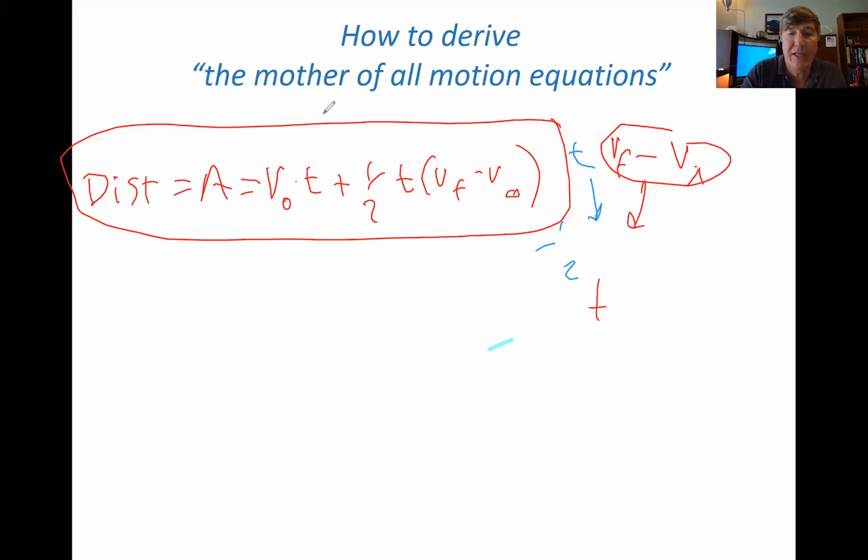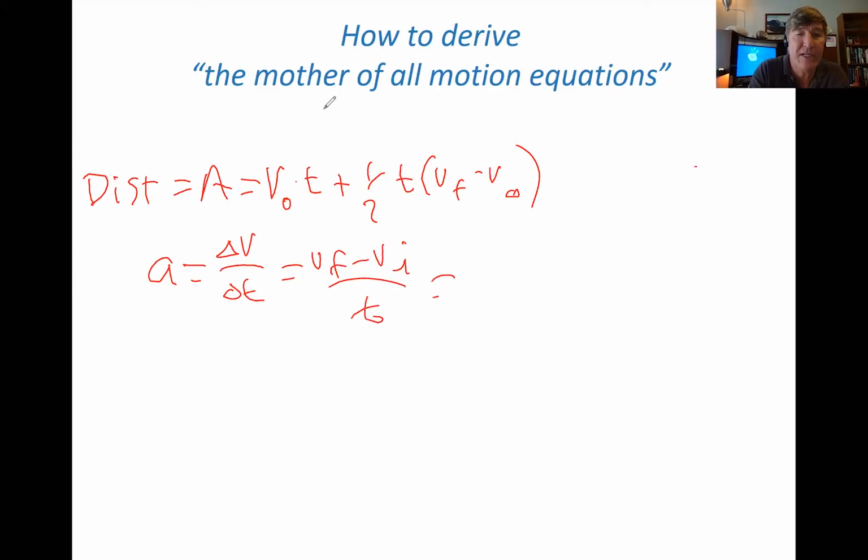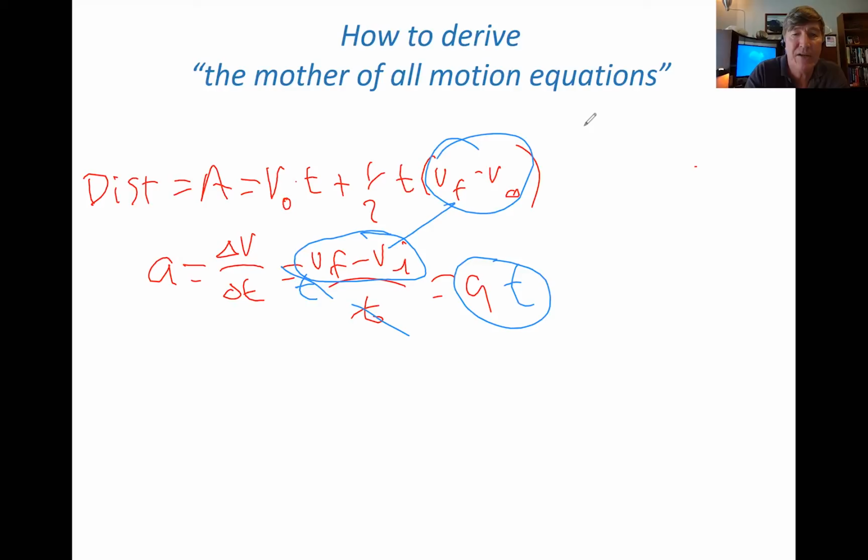Okay. So let me just make a little room here. All right, so now it's just an algebra exercise. I'm going to start with the definition of acceleration. Hopefully you remember that the definition of acceleration is delta v over delta t, which is v final minus v initial over t. What if I take this and multiply both sides by t? You see how that goes away? So I get v final minus v initial is equal to at. Well, here's v final minus v initial, so instead of calling it that, let's call it at.